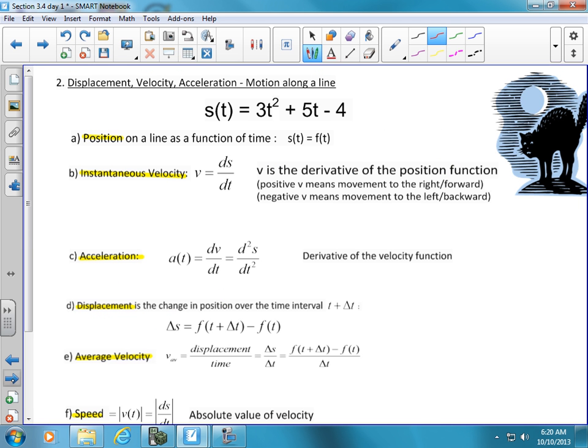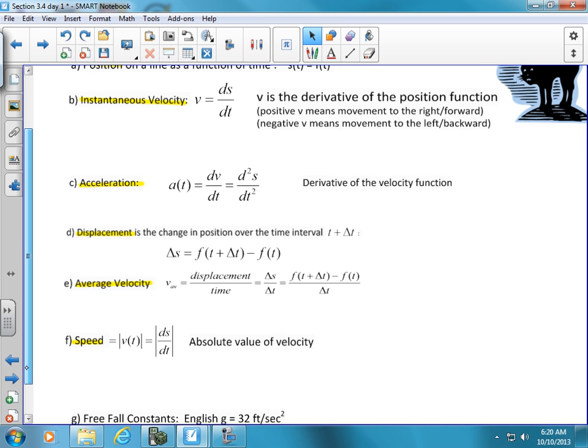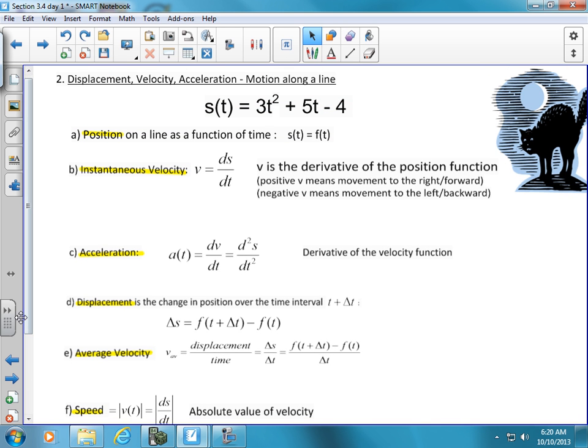Next, we have lots of problems like this, and they're always on the ACT and on the AP test. I've highlighted the words that are important because sometimes you're asked the position, sometimes the acceleration, sometimes the displacement, and you've got to know the difference between those words. This is basically a page of all the definitions that we use: position, instantaneous velocity, acceleration, etc.